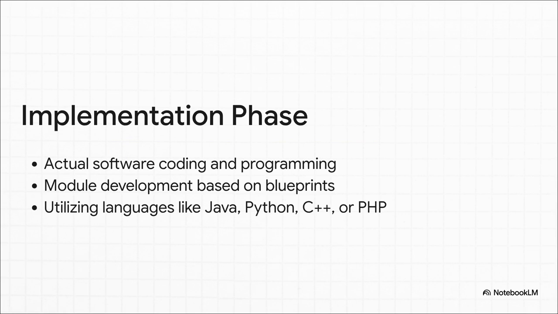This is where the rubber finally meets the road. Developers take those strict blueprints and start coding the actual modules, whether they're using Java, Python, C++, PHP, you name it. But that golden rule from earlier, it still applies. They are building exactly what was designed. No more, no less. No improvising here.